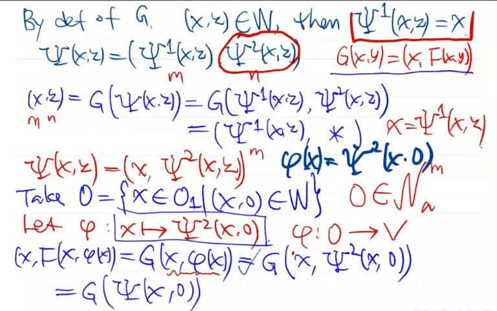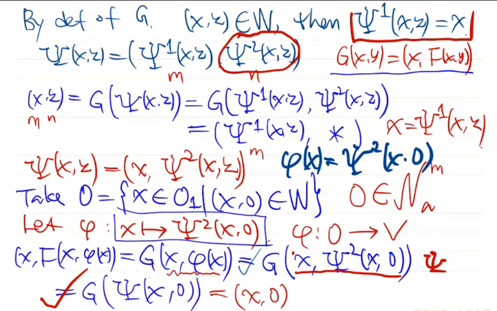Okay. Therefore, together, this is the psi at the point x0. So we have this equality. But now G and psi are inverse to each other. Psi is the local inverse of G. So their composition is the identity map. So we conclude that this is x0.